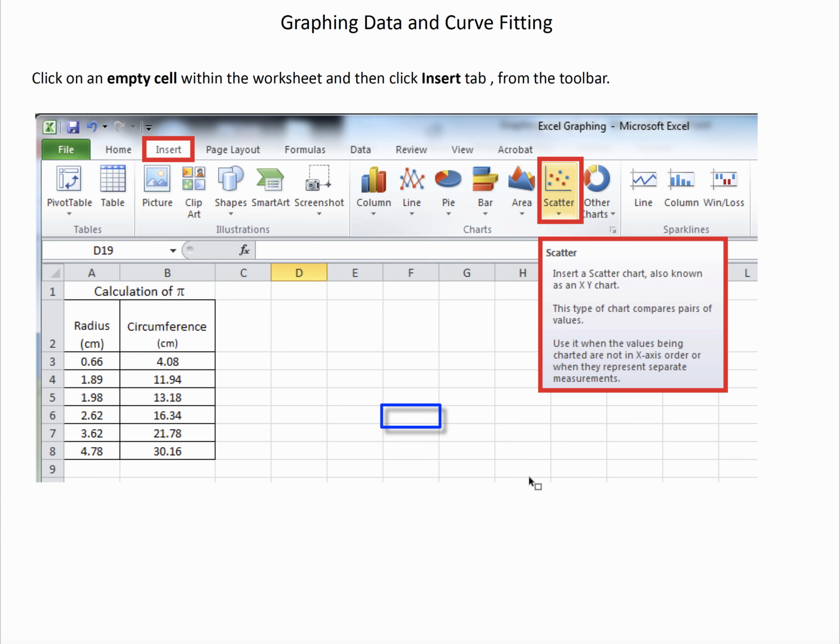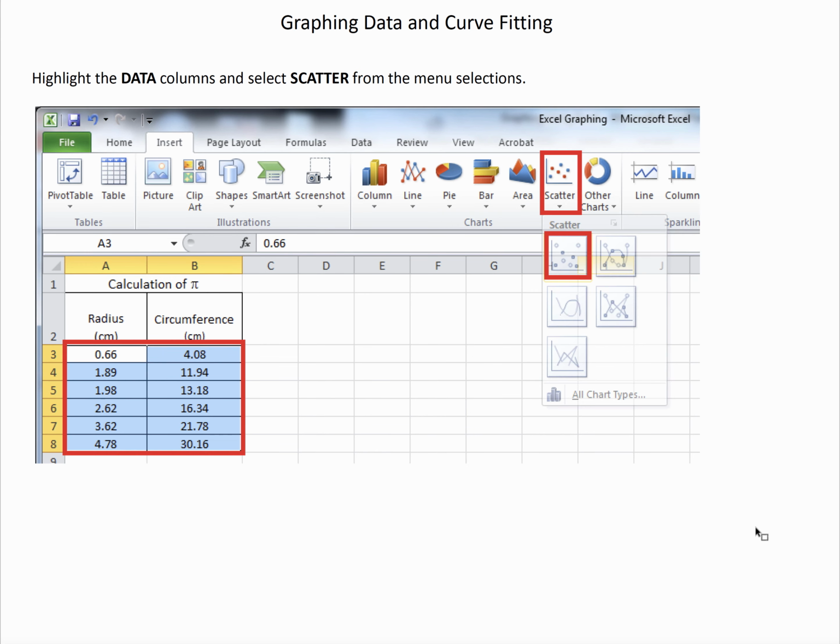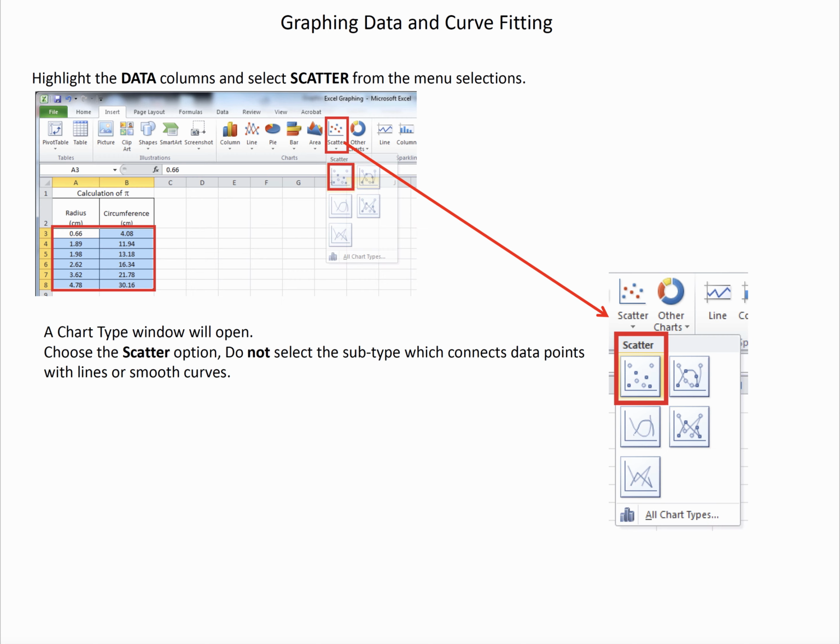Click on an empty cell within the worksheet and then click the Insert tab from the toolbar. So you see over here on the left side, Insert. When you do, you're going to see the choice that you're looking for as Scatter. Okay, this gives us points, not lines, nothing connected in your graph. So you will highlight your data, not the titles, just the data in your array, and then when you click on the scatter function, Excel is going to build your graph for you.